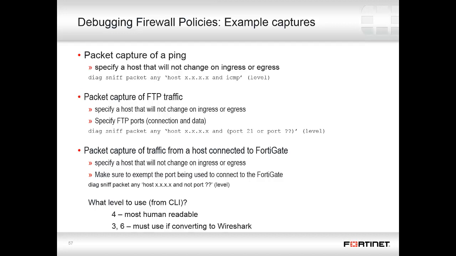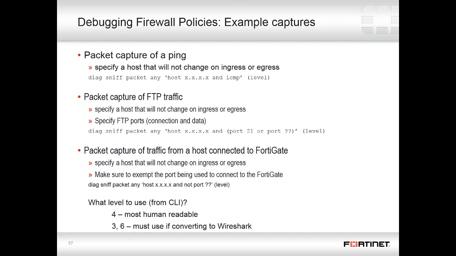As a final example, we have a packet capture of traffic coming from a device logging into the FortiGate. For something like this, you would need to make sure you somehow excluded the administrative traffic from the packet capture. If you're capturing from the CLI, what level should you use? The options are 1 to 6, which was mentioned a little bit earlier.